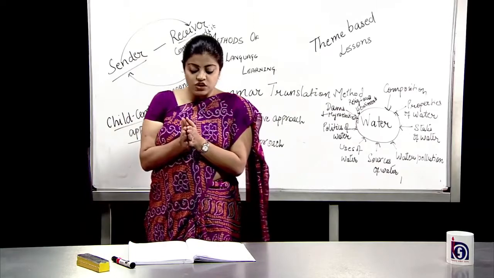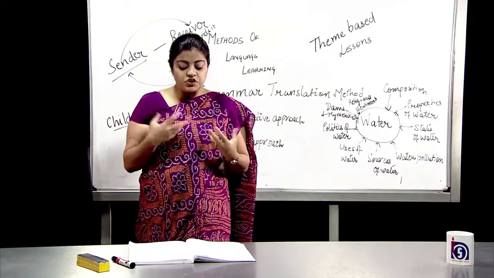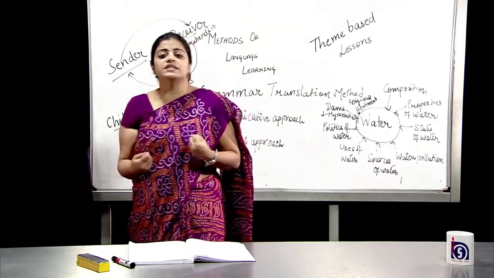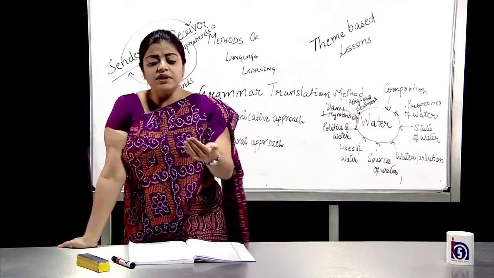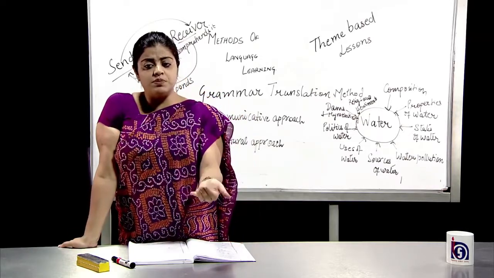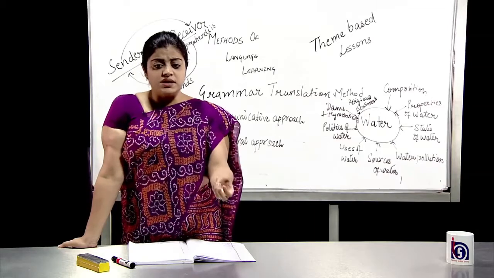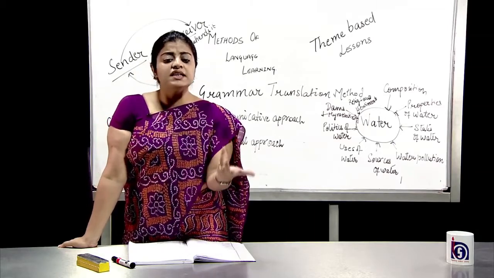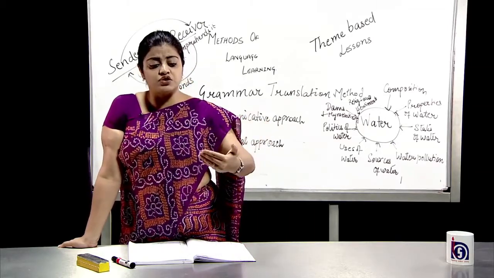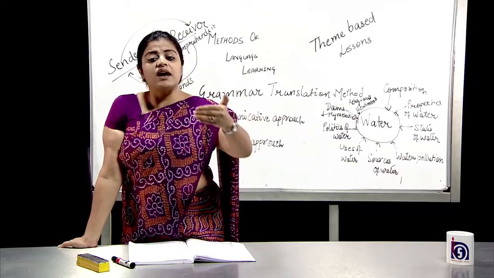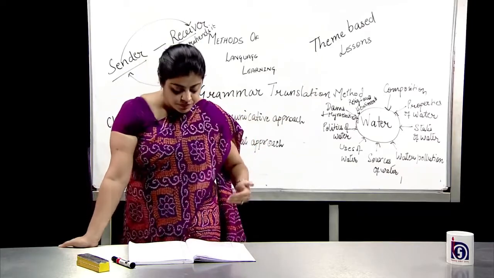Fourth is using a lot of games, songs, and material which is more authentic. What is authentic material? Something that we get in real life, for example newspapers, magazines, bulletins, notices. These are the kind of material that we need to bring into the classroom, as these are the materials that we encounter in our real life.